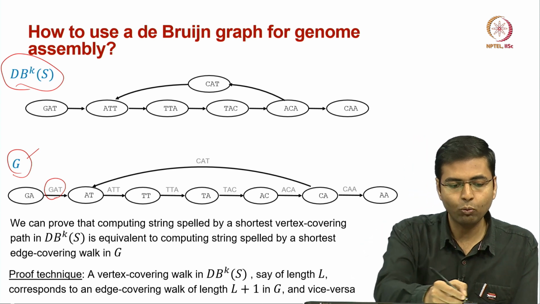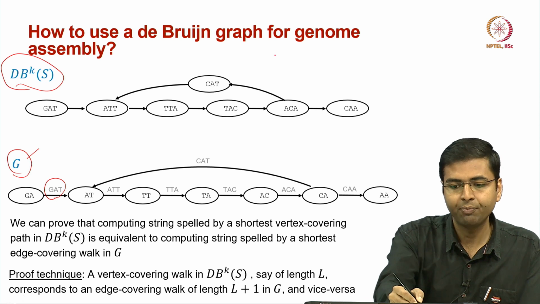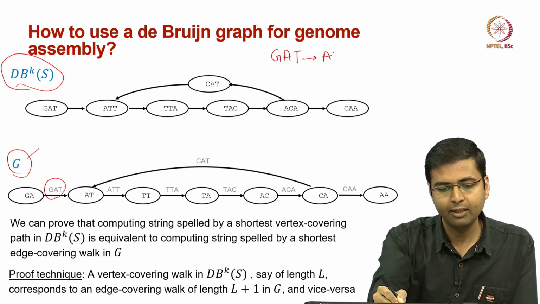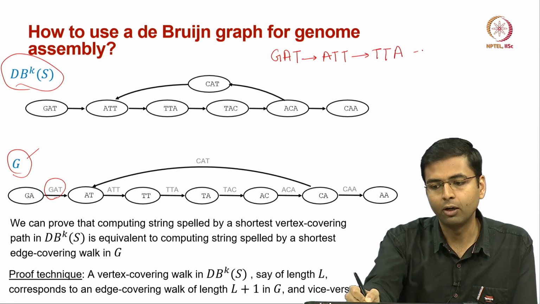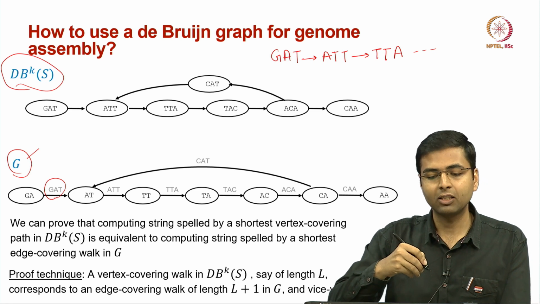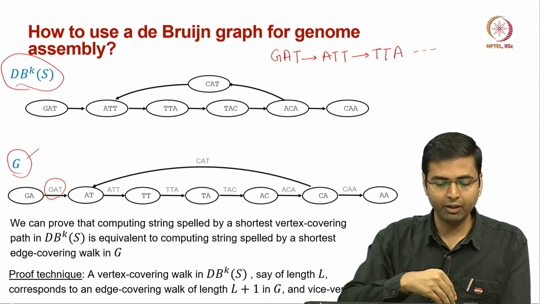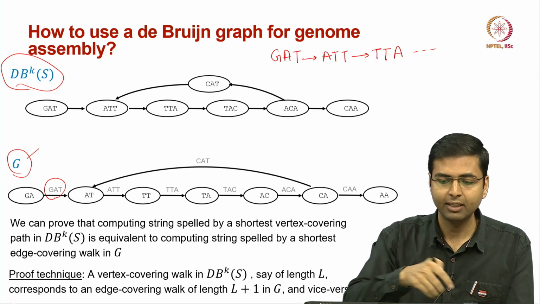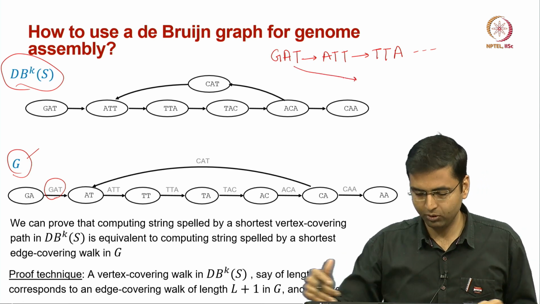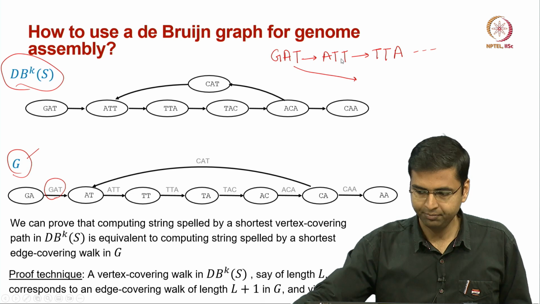For example, if your vertex covering walk is, let us say, GAT, ATT, TTA and so on, the way I can correspond this to an edge covering walk in graph G is by splitting this. Let me use another color.